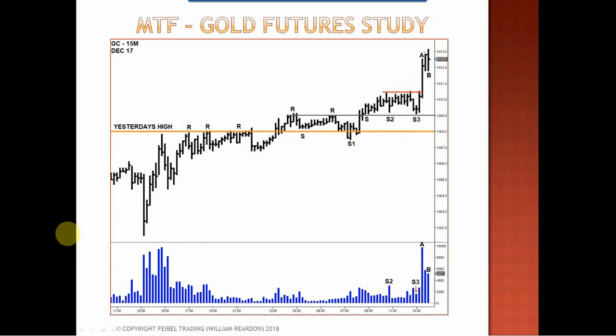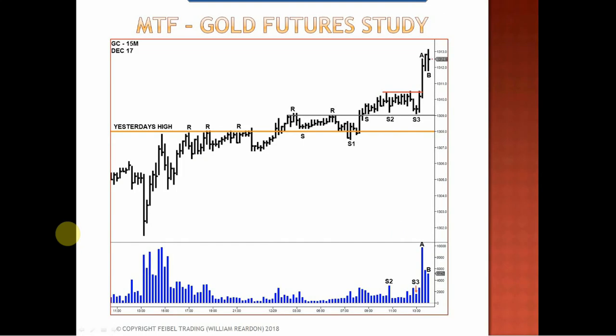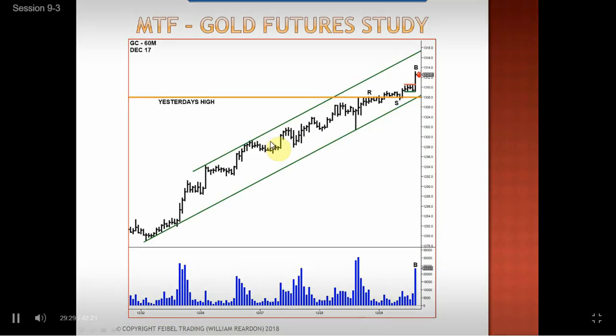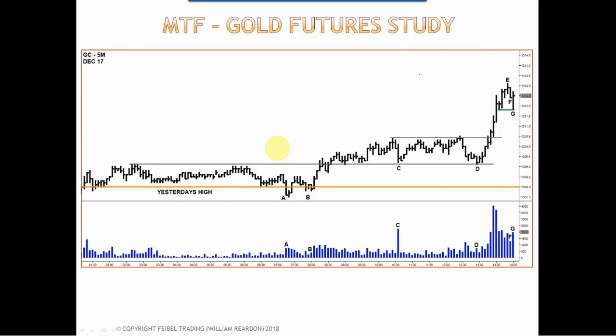Now this is when we go down to our lowest time frame, being the 5-minute chart, and this would be our entry trigger bar time frame. Here we have the 5-minute chart, and for context again, G here is the close of B on the 15-minute here, and of course the close of B on the 60-minute. So we're using multiple time frames. We're using the 60-minute, the 15-minute, and the 5-minute.